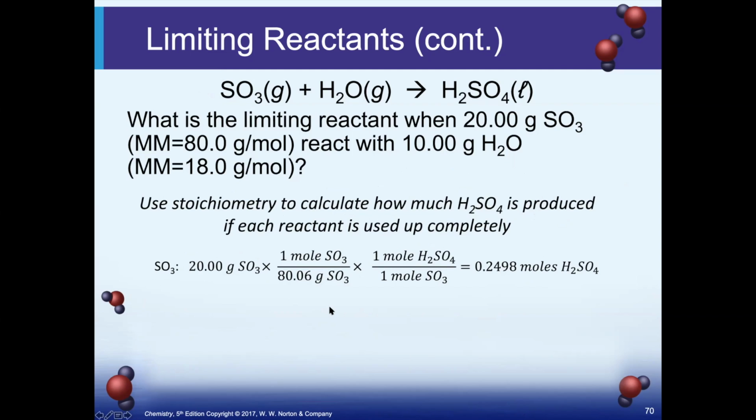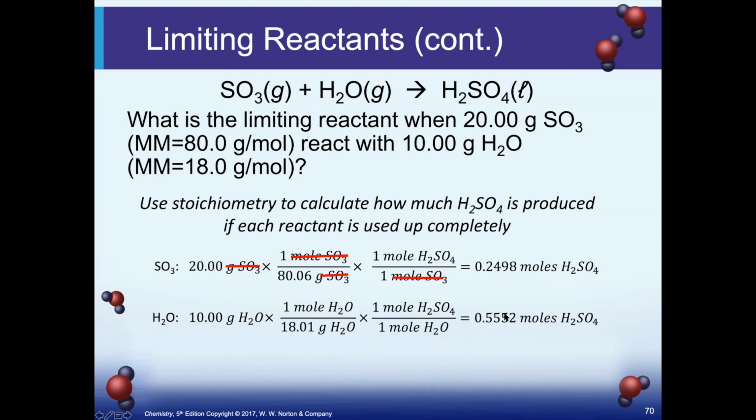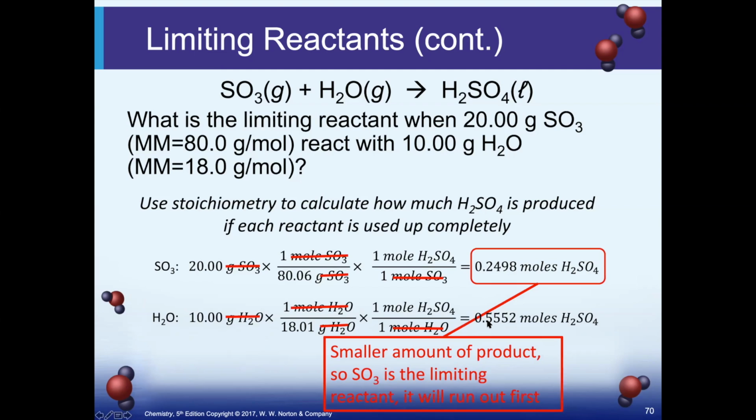Mole, mole, mole. Figure out the number of moles. In this solution, apparently I didn't go all the way out to grams, but that's okay. For water, you do the same thing, and you get 0.555. So again, because this number is smaller, that's the smaller amount of product. So the sulfur trioxide is the limiting reactant, and it will run out first.